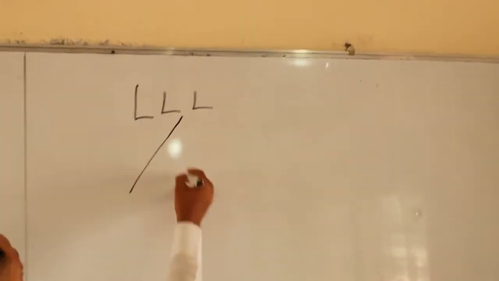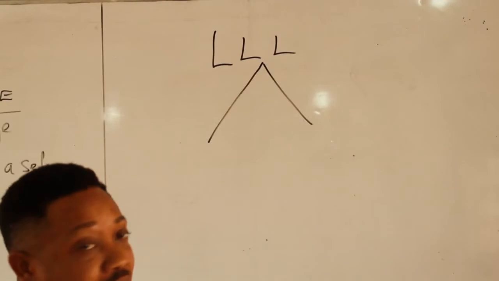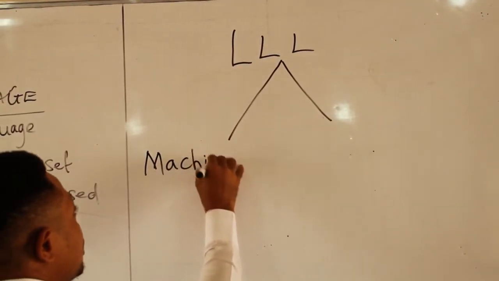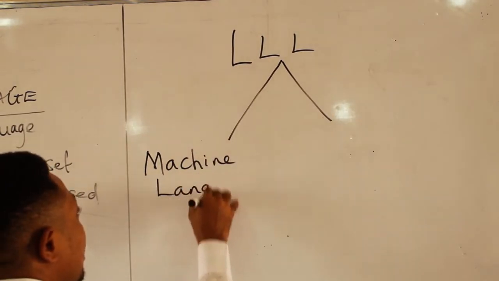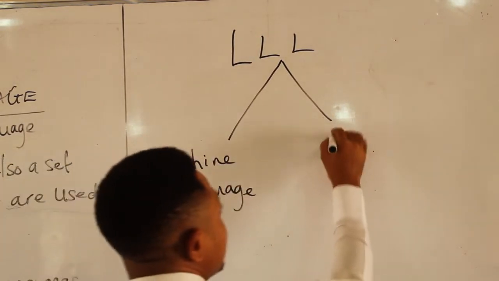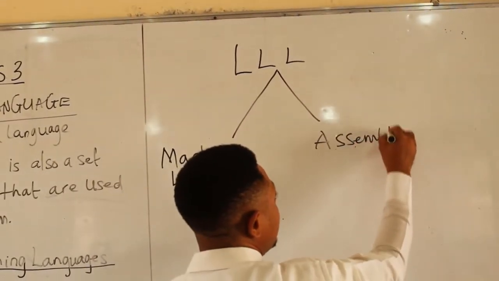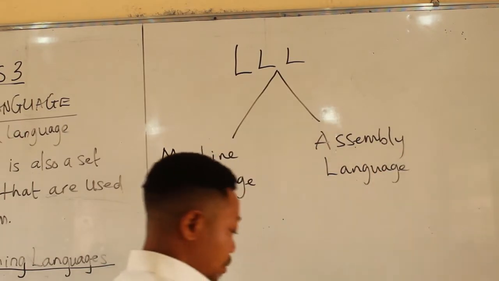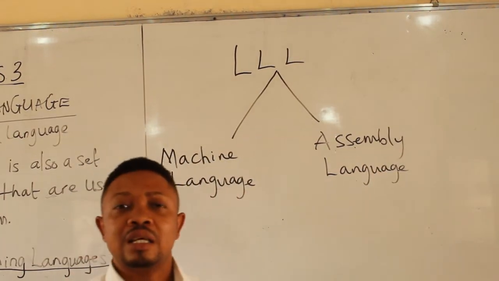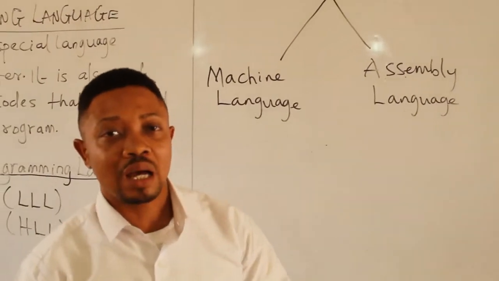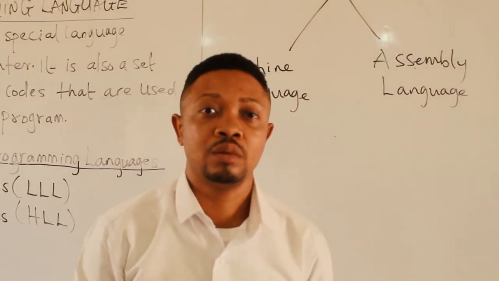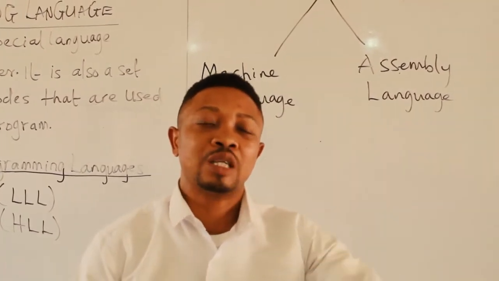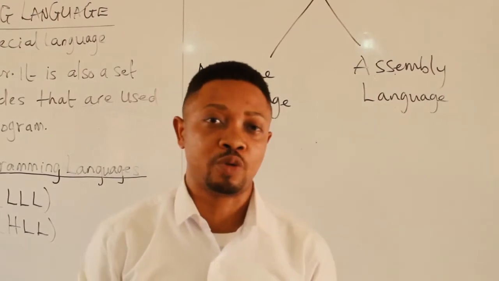A low-level language is divided into two. One is what we call the machine language, and the second is assembly language. A low-level language is that language that is closer to the computer machine. It is closer in the sense that the programs are written on the computer, particularly to solve problems.